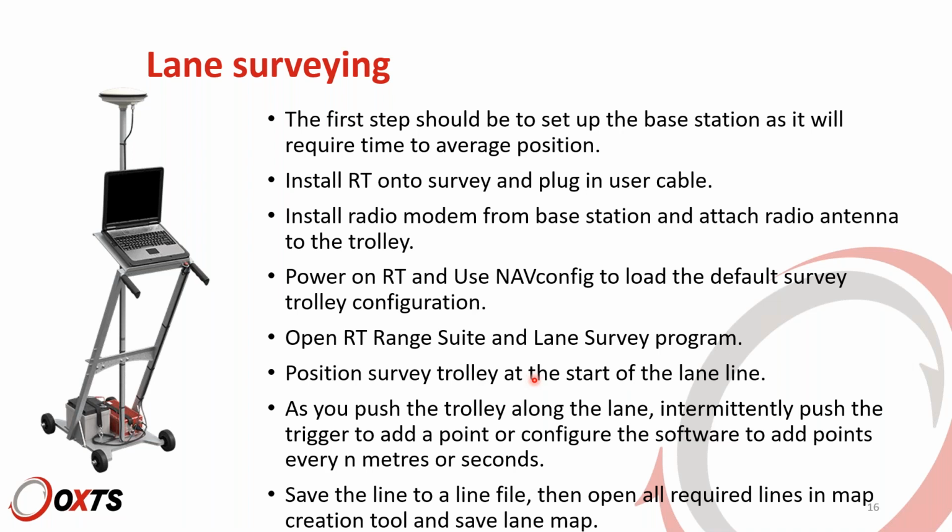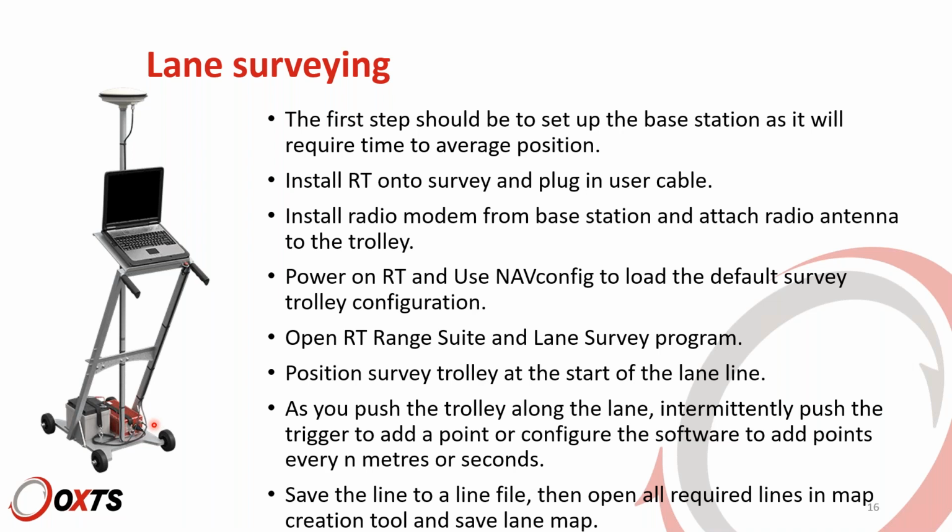If you then put the RT onto the survey trolley, plug in the user cable, take the radio modem from the base station and attach the antenna to the trolley and plug the modem into the user cable. And then what you'll want to do is power it on. The survey trolley comes with a battery to power the RT. That should enable you to power the RT, and you can use a laptop to connect over Ethernet to NavConfig. You'll just want to load a standard configuration, because the mounting of the RT on the survey trolley is the exact same point. So there's a defined configuration that you can load. There should be no need to measure anything.